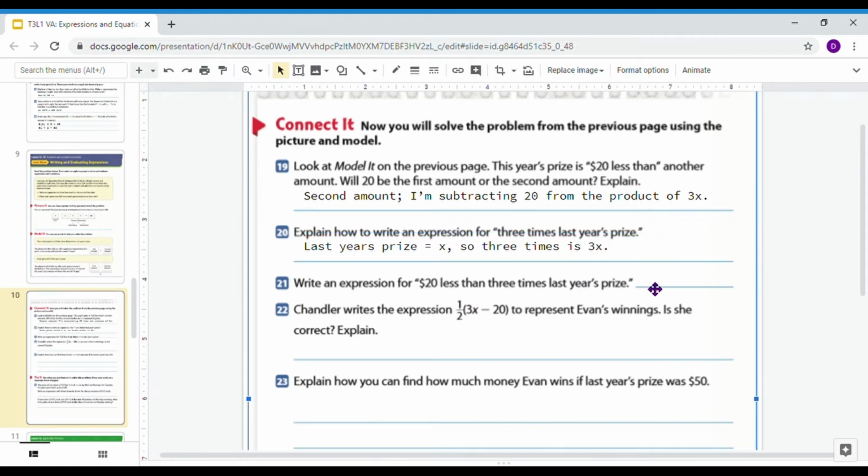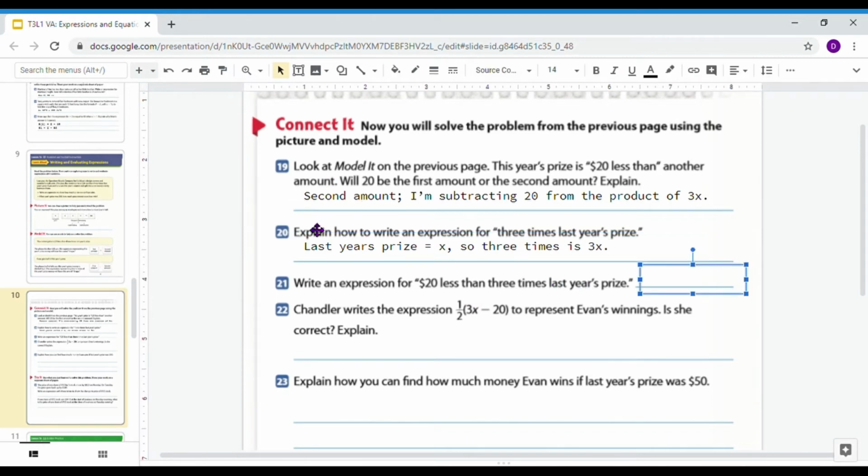So using what we know from numbers 19 and 20 and what we know from using our picture it and our model it from page 104, I know, and this is very helpful, that 20 is going to be my second amount, and 3x is going to be my first amount.